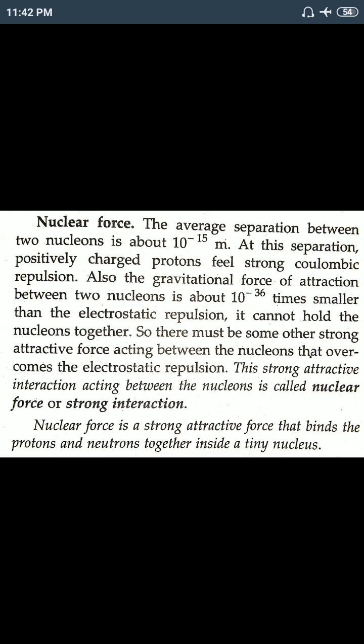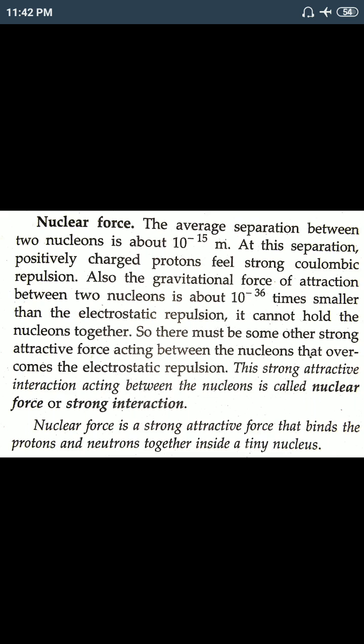The average separation between two nucleons, that means protons and neutrons, is about 10 to the power minus 15 meter. At this separation, a positively charged proton feels a strong Coulombic repulsion. Also, the gravitational force of attraction between two nucleons is smaller than the electrostatic repulsion. It cannot hold the nucleons together. So there must be some strong attractive force acting between the nucleons that overcomes the electrostatic repulsion.